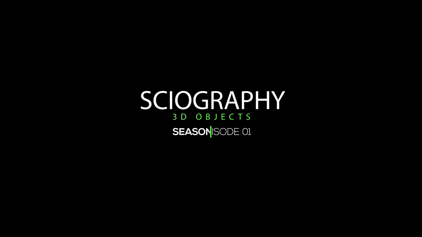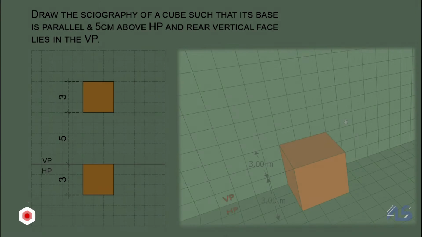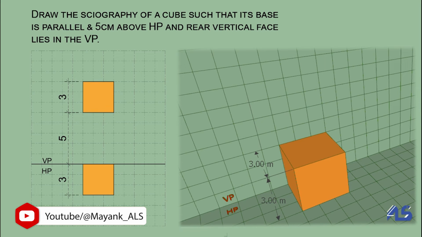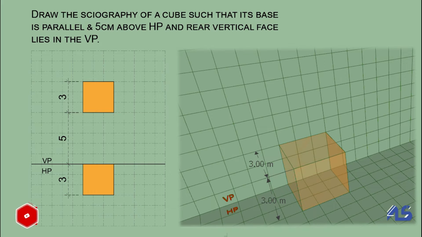In my upcoming videos, I will discuss basic 3D objects and demonstrate the impact of sunlight on them by creating shadows. In the first video of this series, I will discuss the sciography of a cube. As we all know, a cube is a 3D object with 6 square faces. We will first show its projections, satisfying the asked conditions.